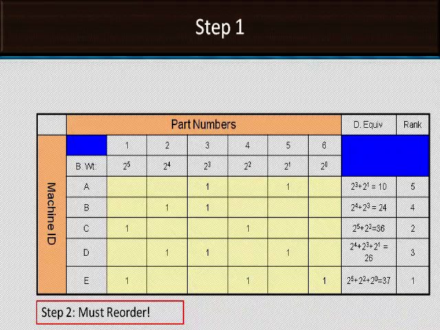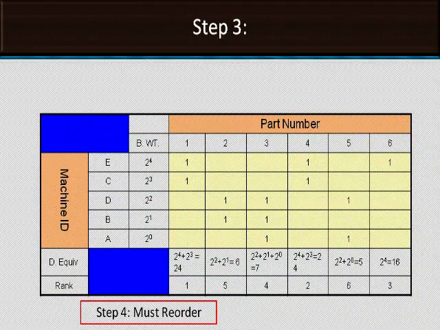Then similarly calculate the total of the binary weightage for the second row, that is B. It is 24, then 36, like that 26 and 37. Now arrange these in increasing order of their weights as shown here. After this, give binary weightages to the rows and calculate the column weightages and give them a rank. Similarly, when you calculate it, the first column has a total of 24, so you give the rank number 1. Similarly, the fourth column you get 24, rank number 2, rank number 3, 16. Like that we can give some ranks.